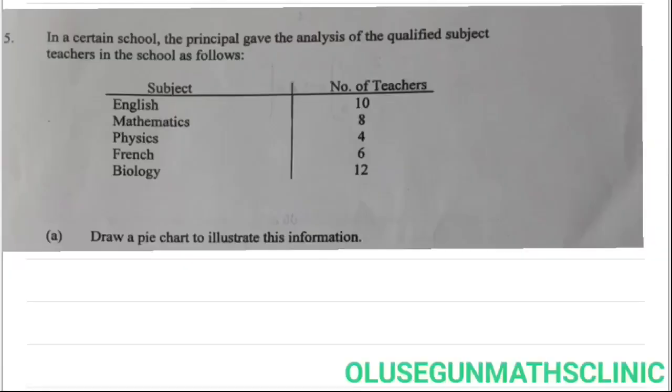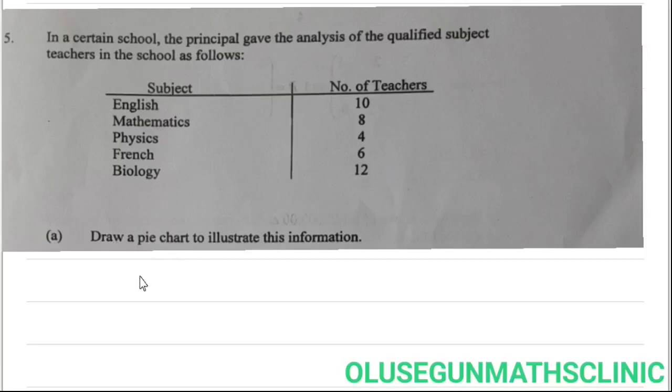5. In a certain school, the principal gave the analytics of the qualified subject teachers in the school as follows. Subjects: English, Mathematics, Physics, French, and Biology. English, the number of teachers is 10. Mathematics, the number of teachers is 8. Physics, the number of teachers is 4. French, the number of teachers is 6. Biology, the number of teachers is 12.